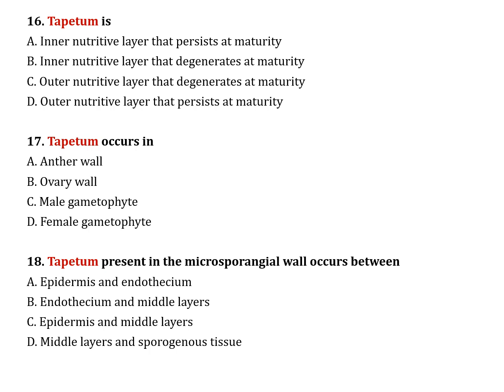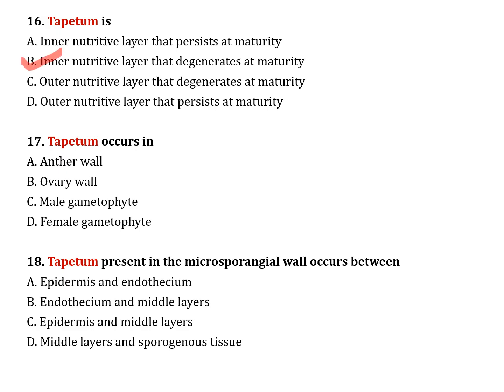The next question number 16. Tapetum is option A inner nutritive layer that persists at maturity, option B inner nutritive layer that degenerate at maturity, option C outer nutritive layer that degenerate at maturity, option D outer nutritive layer that persists at maturity. Correct answer is option B inner nutritive layer that degenerate at maturity.